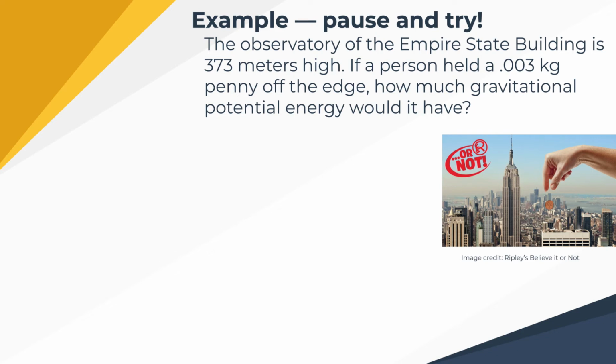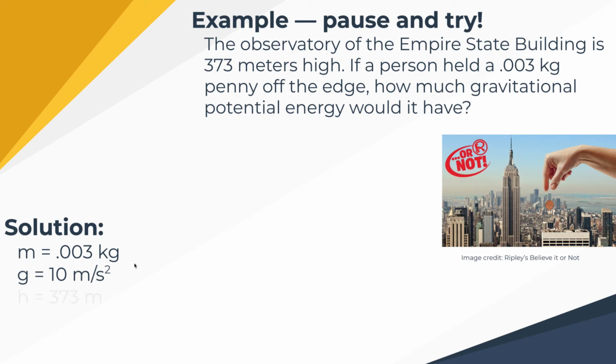The observatory, so the topmost floor that you can walk out and stand on, of the Empire State Building is 373 meters high. If a person held a 0.003 kilogram penny off the edge, how much gravitational potential energy would it have? So again, to solve this, I need to know the mass of the penny, I need to know the gravitational acceleration on Earth, and I need to know how high the penny is in meters. So the mass is 0.003 kilograms, g is always 10 meters per second squared. The height is 373 meters, and this time it is in meters, so no tricks here.